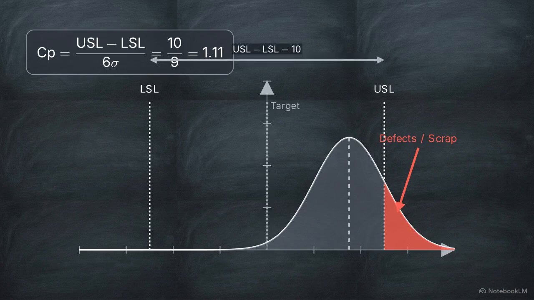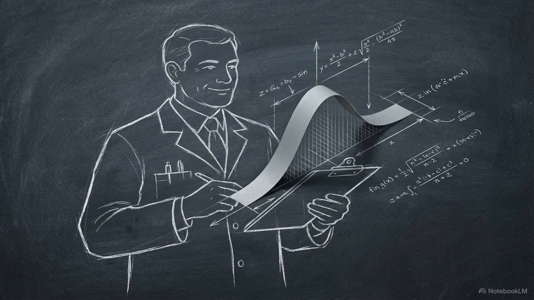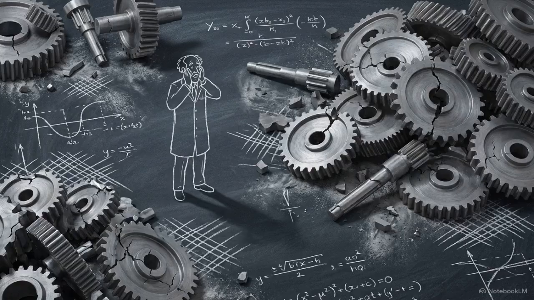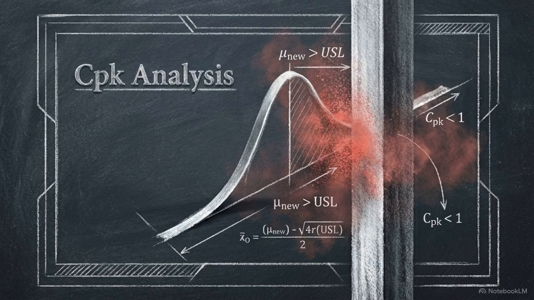But the distance between the limits and the standard deviation haven't changed. Therefore, the Cp score remains exactly 1.11, even as the machine creates defects. Relying solely on Cp is an engineering illusion. It measures how tight the grouping of production is, but it ignores where those parts are actually landing on the dimension scale. Quality control requires a secondary index that penalizes a process for drifting off-center, Cpk.